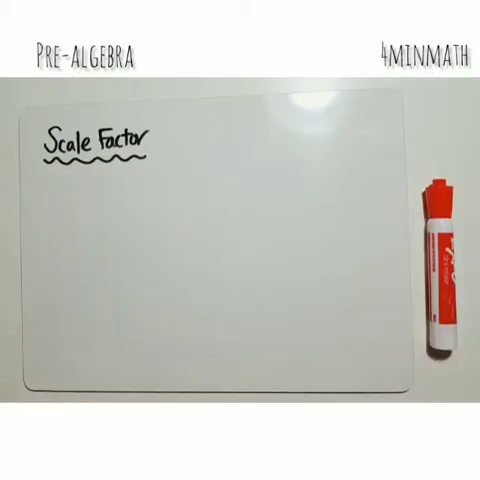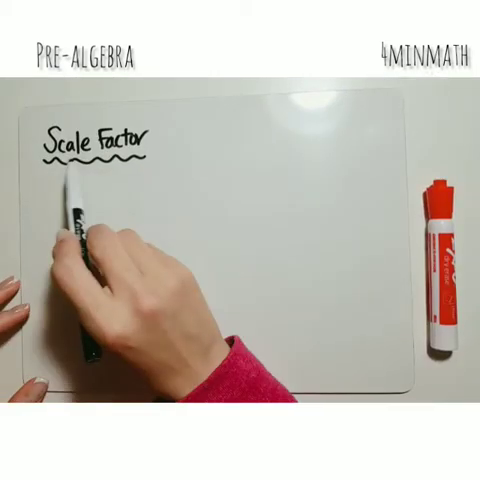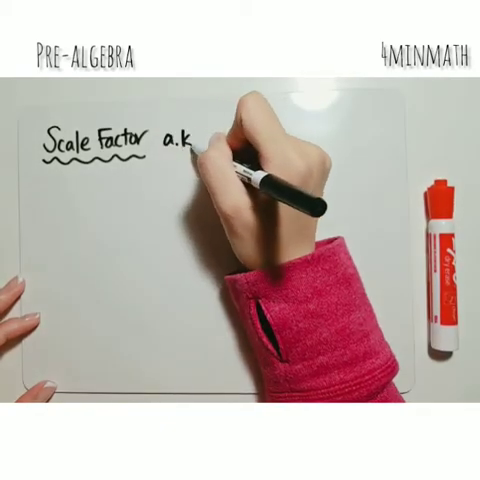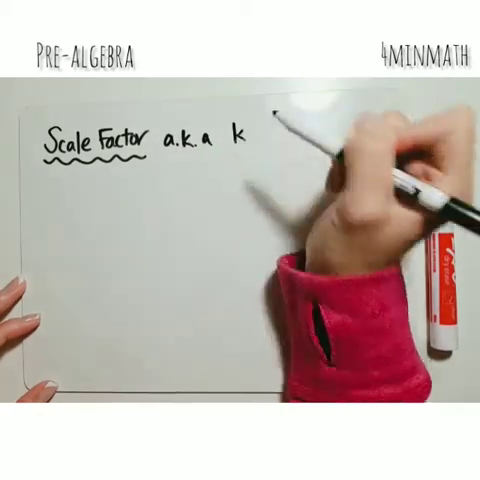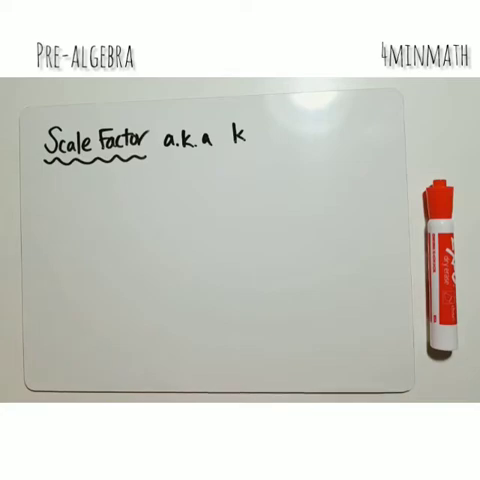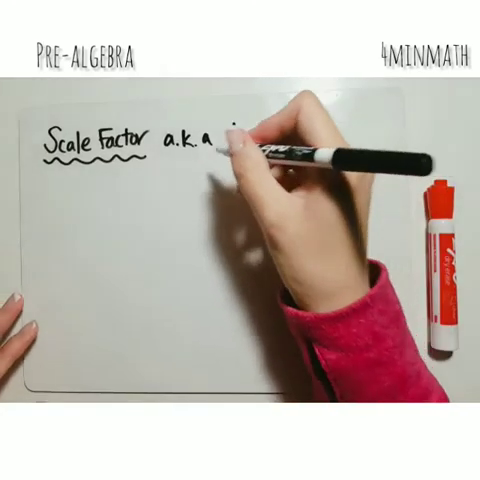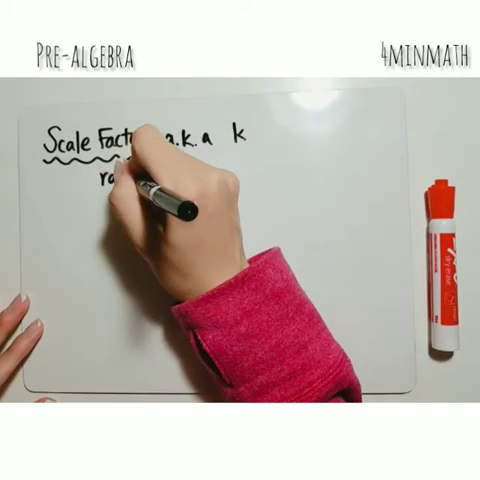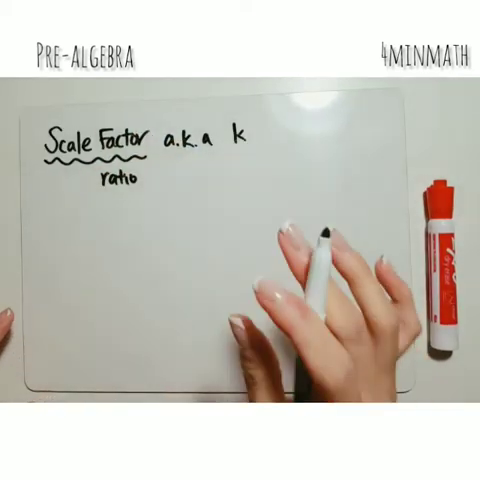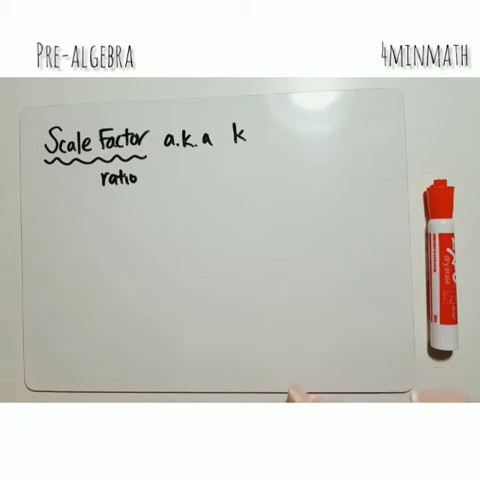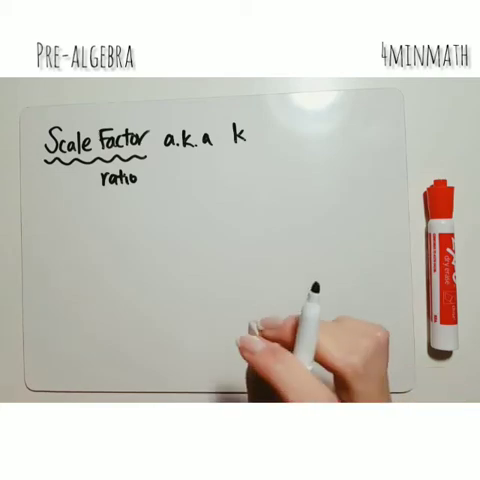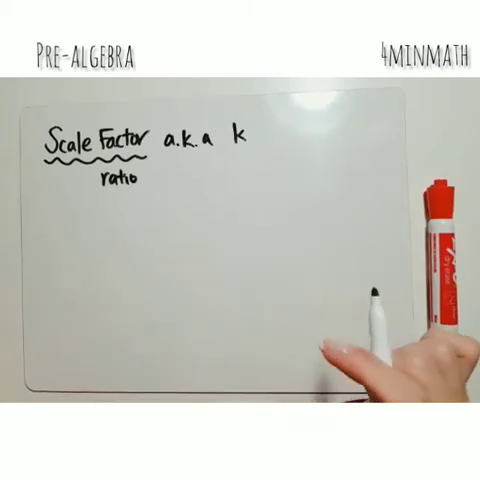So in dilation, there is something called a scale factor. This is also known as the k value, a small letter k. What it does is it's a ratio of the side lengths of the image to the corresponding side lengths of the original figure when you're dilating.